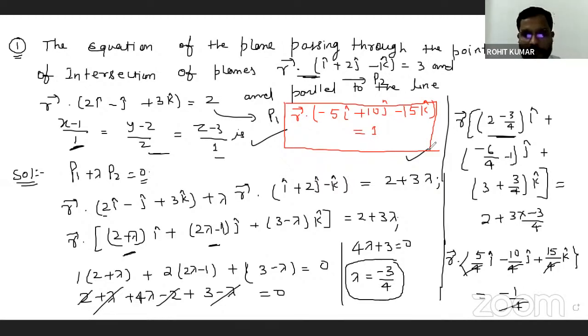I'm going to give you some time so that you can copy before I get to the next problem. Children, please copy fast. If there is any question regarding this question number 1, put it in the chat box.